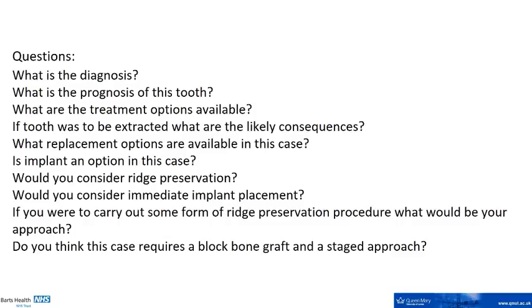What replacement options are available in this case? Is implant an option in this case? Would you consider ridge preservation? Would you consider an immediate implant placement? If you were to carry out some form of ridge preservation procedure, what would your approach be? Remember, this is a case in the aesthetic zone, and getting a good aesthetic outcome is critical. Do you think this case requires a block bone graft and a staged approach?